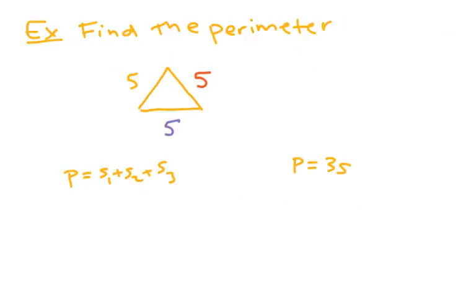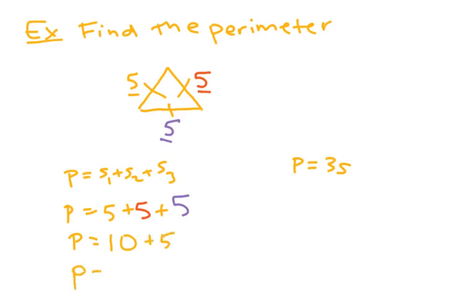Now, let's try one example just to make sure we understand this concept. I have an equilateral triangle. All of my sides are the same. So I can try the first way where I add up the sides. So I have side 1 is 5 plus 5 plus, right here, 5. And then 5 plus 5 is 10 plus 5. And then 10 plus 5 is just 15. So I get the answer here.